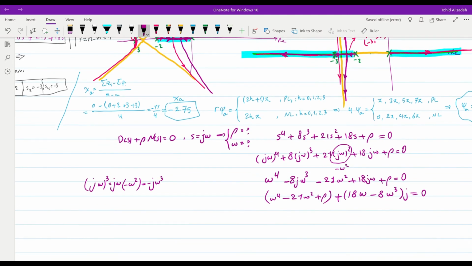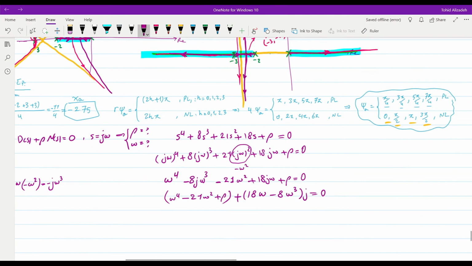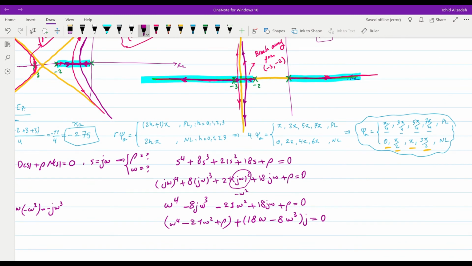If you want to have the equality here being valid, we need to have omega to the power of 4 minus 21 omega squared plus rho equal to 0, and 18, I can take omega out, 18 minus 8 omega squared equal to 0. So these should hold. You can see that omega equal to 0 is one solution, as we had a pole at the origin. The other solution could be obtained from here.